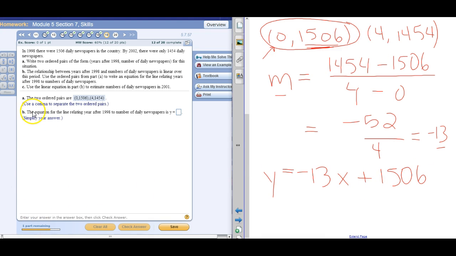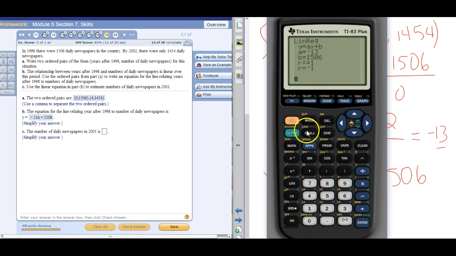All right, and the last part says, how many daily newspapers were there in 2001? Well, 2001 is 3 years after 1998. So we're plugging 3 in for x into the equation. So I need a negative 13, multiplying that by 3, which is the value for x, plus 1506. I'm just plugging into the equation we got for part B. And there's our answer, 1467.